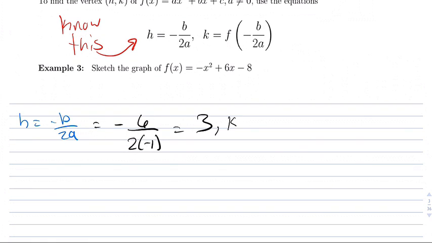Let's go ahead and find the y coordinate, which is our k. So we want to do f of 3. We plug in 3 for x. That's going to be -9, and 6 times 3 is 18, so that's 18 minus 9 plus... it should be 1. So the coordinates of our vertex are (3, 1).